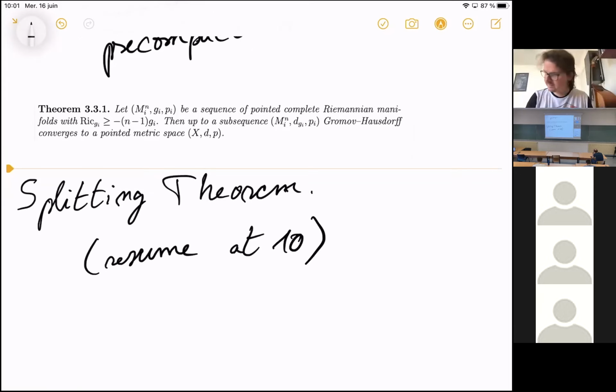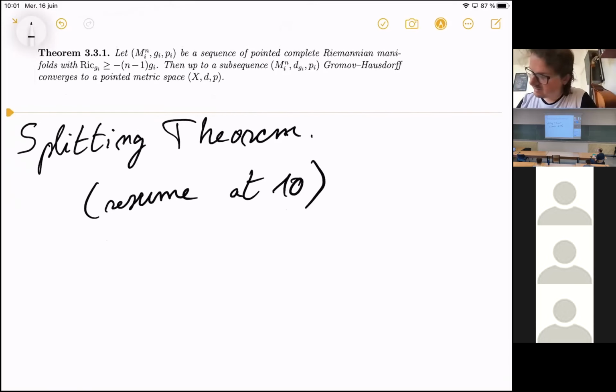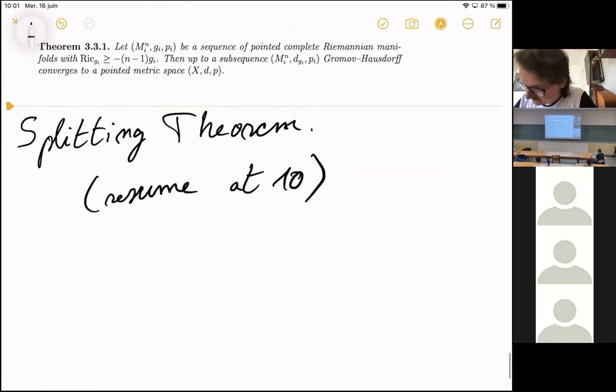Okay, I'm back. So now let's move on to the Gromov splitting theorem. So first, let's give a definition. Two definitions.